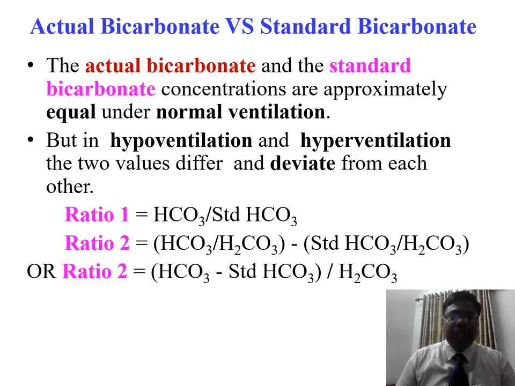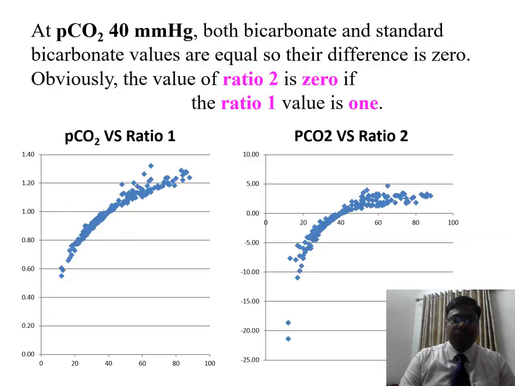The difference between ratio 1 and ratio 2 is that when bicarbonate over carbonic acid and standard bicarbonate over carbonic acid are divided, we get ratio 1. If we find the difference, we get ratio 2. At PCO2 of 40, both bicarbonate and standard bicarbonate values are equal, so the difference is 0. So ratio 2 is 0 when the ratio 1 value is 1.